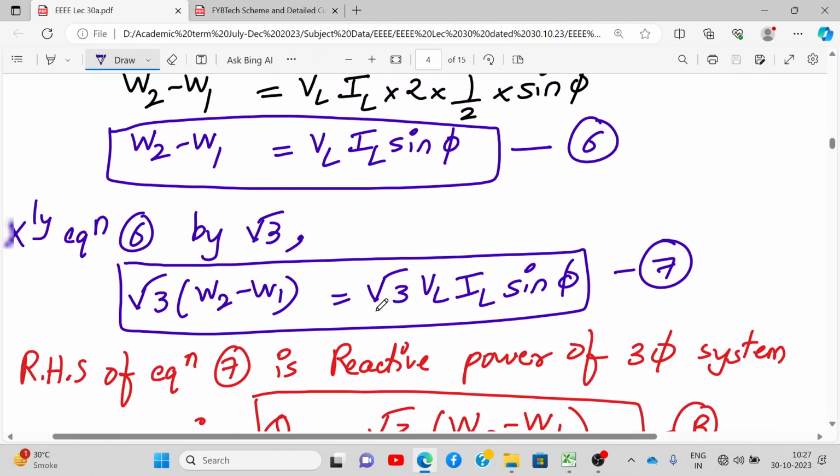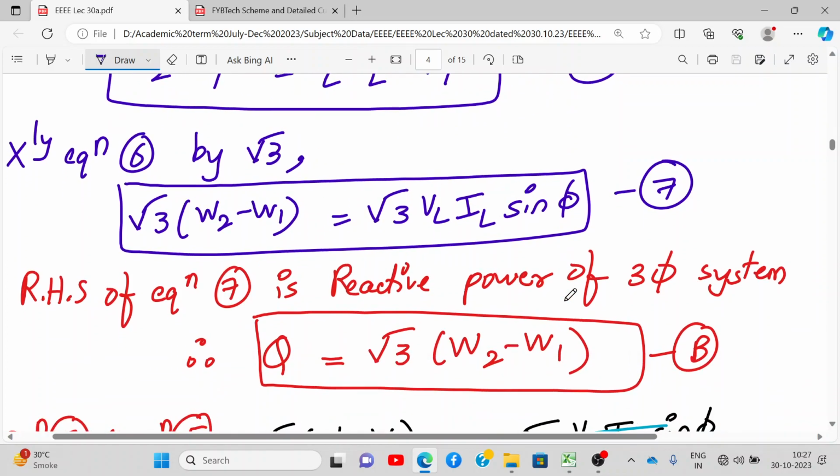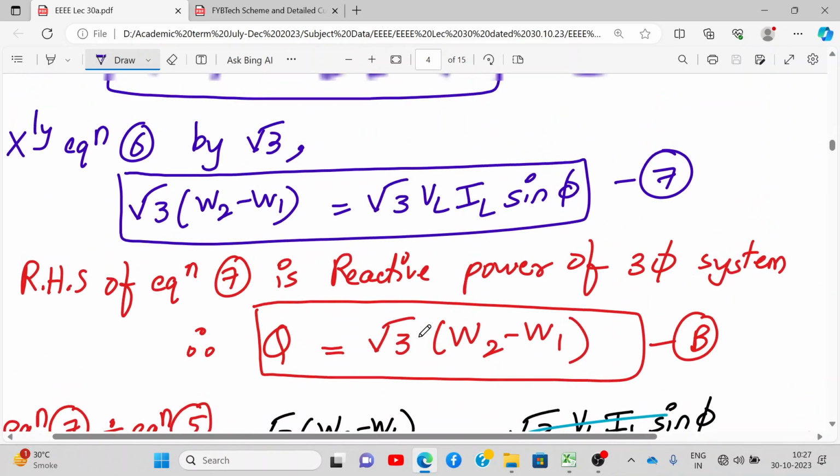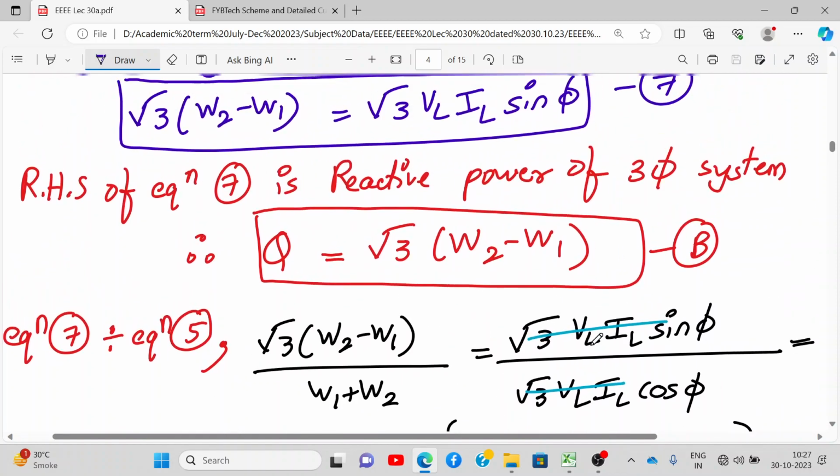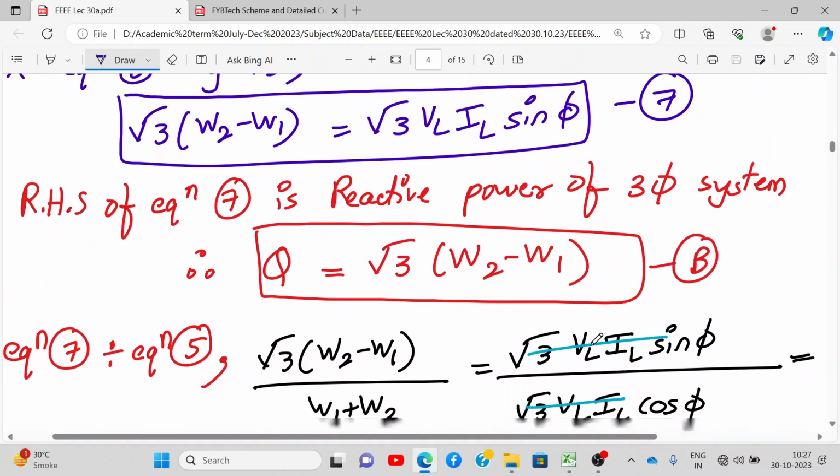Now what we do is multiply both sides by root 3. So root 3 into W2 minus W1 is root 3 VLIL sine phi. Now what is root 3 VLIL sine phi? Reactive power. Correct? So Q is root 3 into W2 minus W1. So if you want to find the reactive power, it is root 3 times W2 minus W1. Okay? Active power is what? W1 plus W2. But reactive power is root 3 into W2 minus W1. Alright? Completed? Okay.